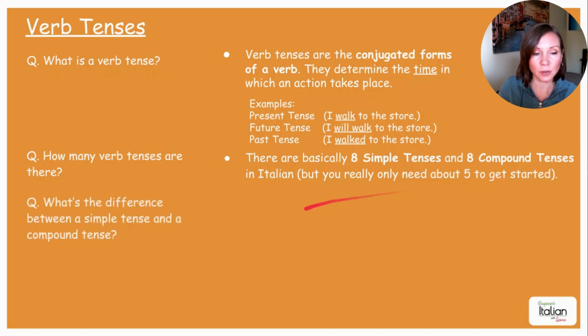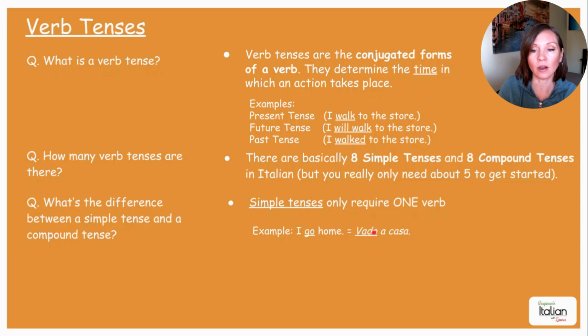So what's the difference between a simple and a compound tense? Simple tenses only require one verb. For example, I go home, vado a casa.